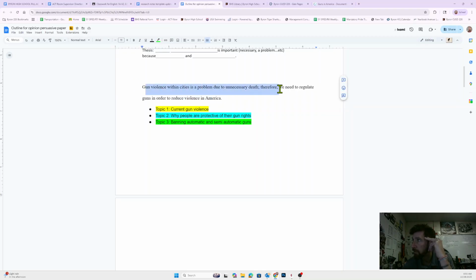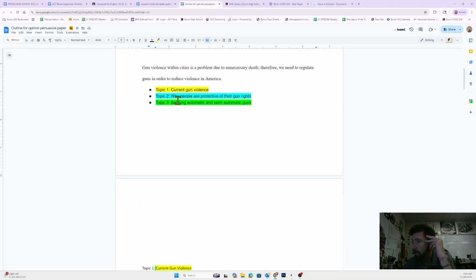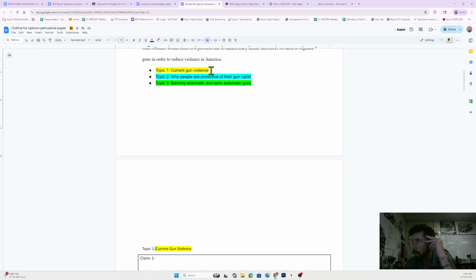So here's my thesis, and I said it's a problem because of this thing. Got a lot of people dying. It's a lot. That's kind of a problem. One person dying from guns is one person too many, right? So here we have all this. We need to regulate guns in order to reduce that violence. So I have these things, right? So how do I organize my thought?